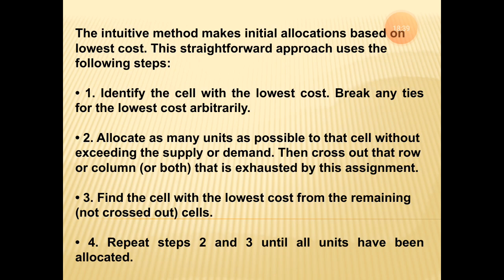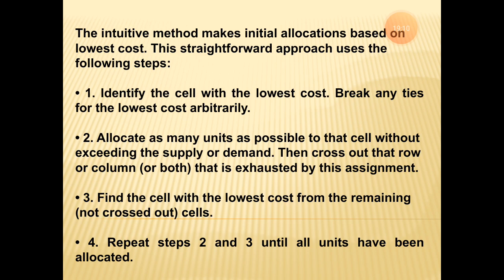Next, find the cell with the lowest cost from the remaining cells. Fourth step, repeat steps 2 and 3 until all the units have been allocated. All the units have been allocated. I'll repeat again. Identify the cell with the lowest cost.